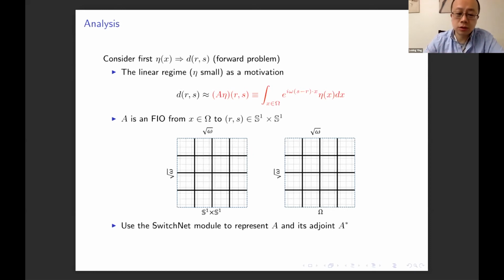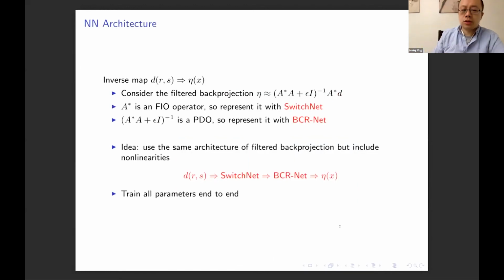So this allows us to use the SwitchNet module I talked about maybe 10 minutes ago, or maybe 5 minutes ago, to represent this forward operator A. And once you have this matrix, you can also take the transpose and get its adjoint, so the adjoint itself can also be represented by SwitchNet. But we're not done yet because we have only represented the forward problem so far. How do we translate this forward problem to the inverse problem, where you're given the data and trying to figure out the eta?